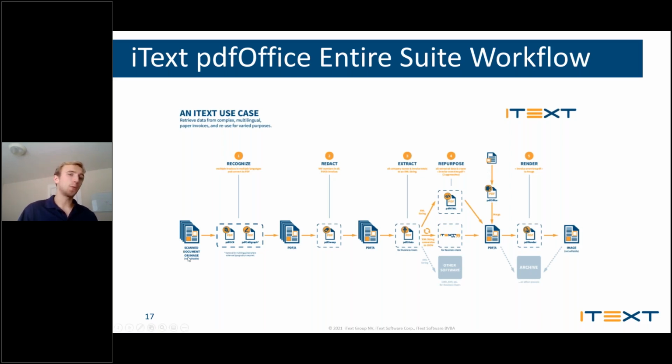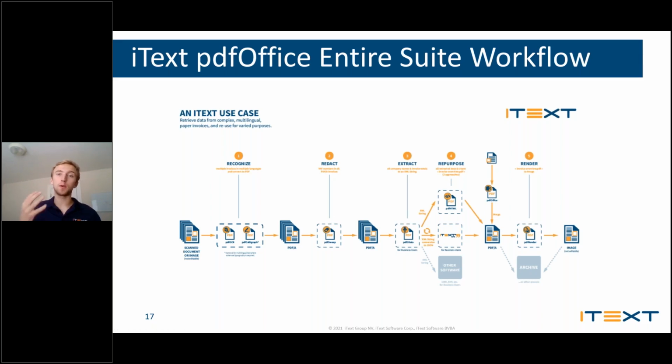So going left to right here, we start with a scanned document, and we're going to use iText's PDF OCR tool, which is free to any kind of commercial customers, and convert that scanned document into a PDF document. We could then redact information from the document. We could extract data from that document. And then, down in steps 3 and 4, we might choose to merge in new documents.